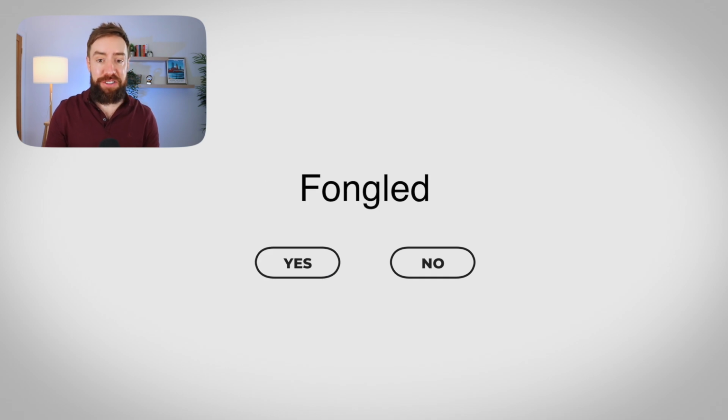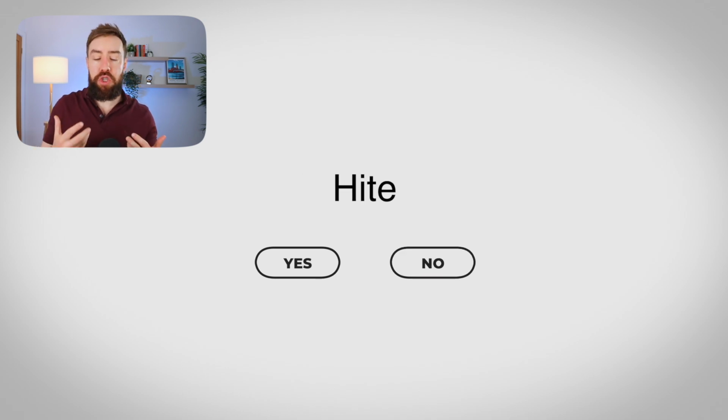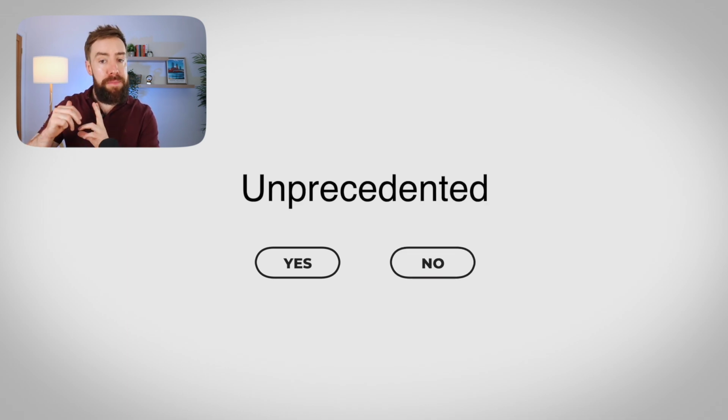3, fongled. No, it sounds a bit like dangled. It looks like it could be real, but it's not. So that's wrong. That's no, not a real word. 4, height. Well, we do have a word height in English, but the spelling is different. It's H-E-I-G-H-T. Much more complicated spelling. So this spelling of height is wrong. The next one was unprecedented. That one is real, something that hasn't happened before.